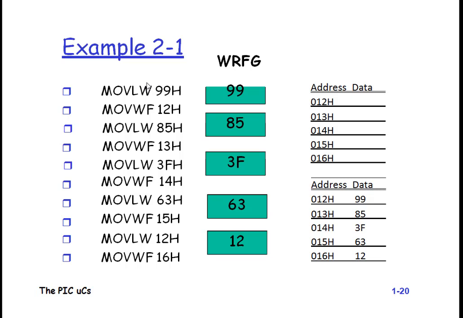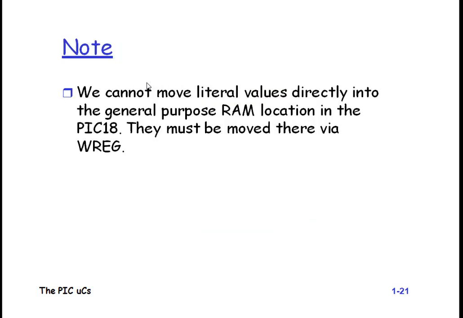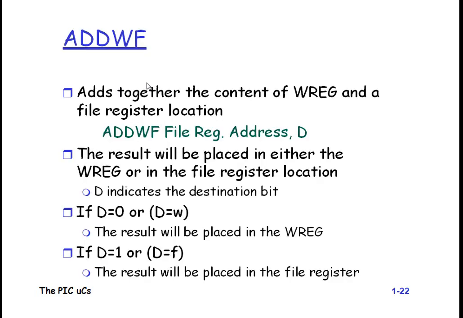In this example we practice different tasks which were discussed in previous slides. We cannot move literal values directly into a general purpose RAM location in the PIC 18. So this is a limitation of the PIC 18. They must be moved there by using the WREG register.